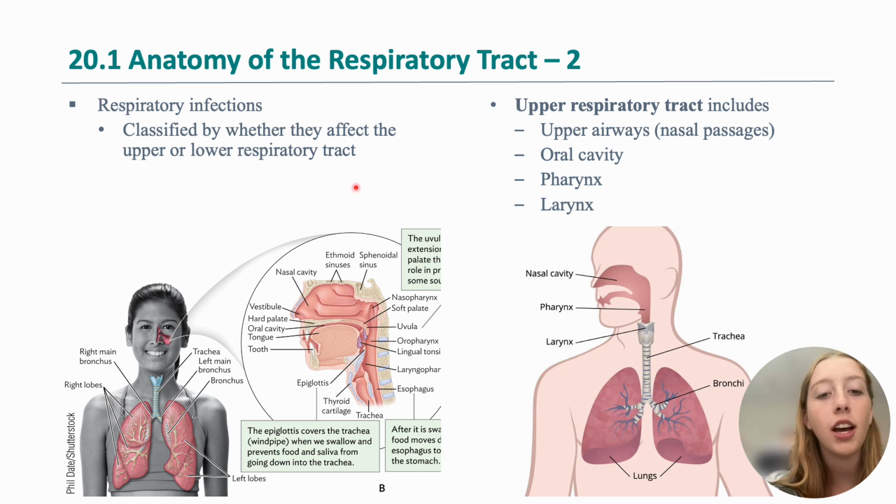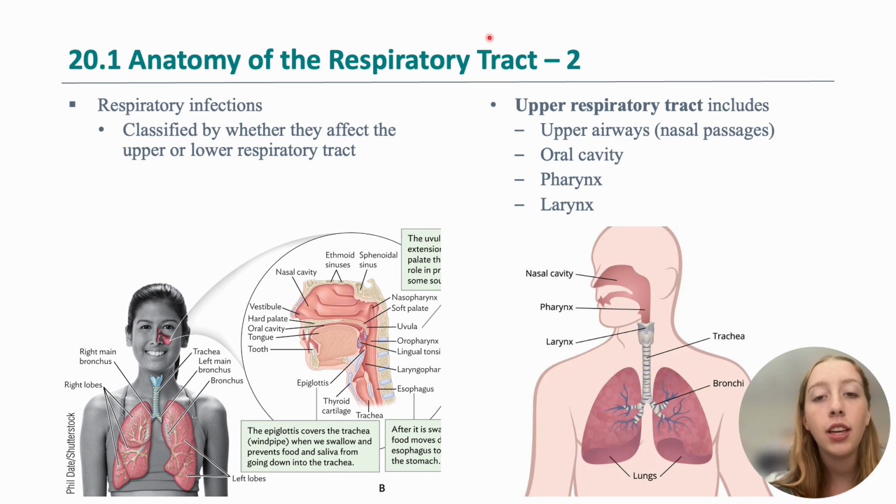Respiratory tract infections are classified by whether they affect the upper or lower respiratory tract. The upper respiratory tract includes the upper airways, consisting of nasal passages, oral cavity, pharynx, and larynx. Other structures in the head that have direct or indirect communication with the upper airways include the passages to the sinuses, which are all the small air-filled cavities in the skull, lacrimal ducts or tear ducts, and the middle ear. The lowest structure in the upper respiratory tract is the larynx, the voice box, right here.